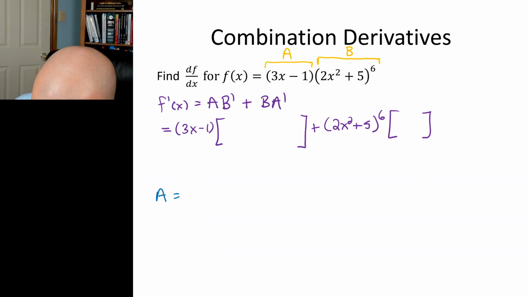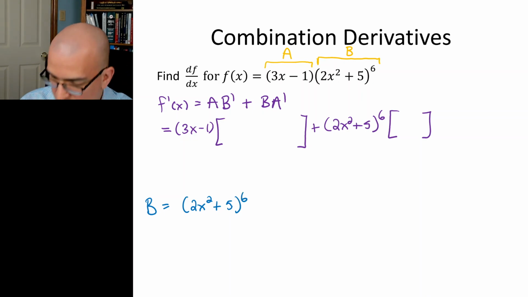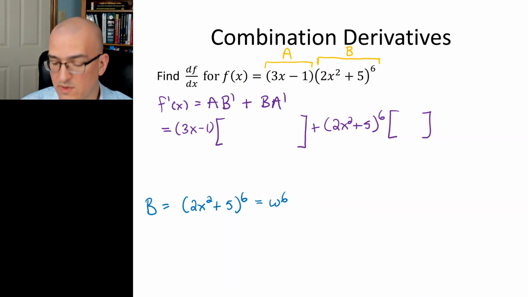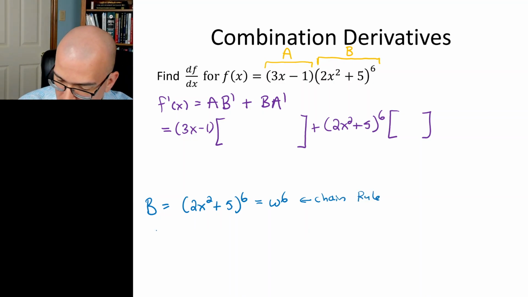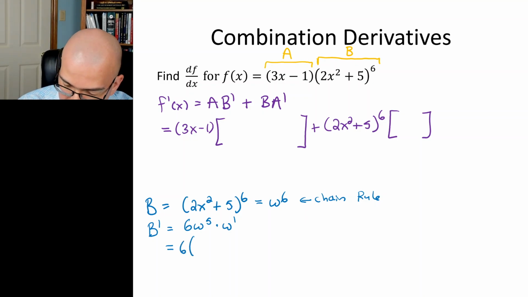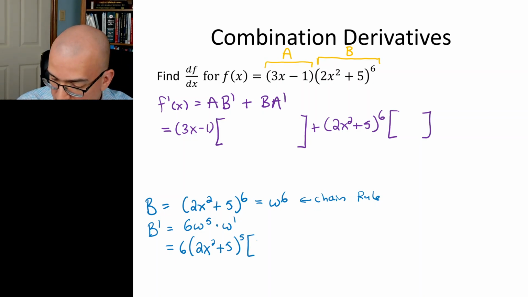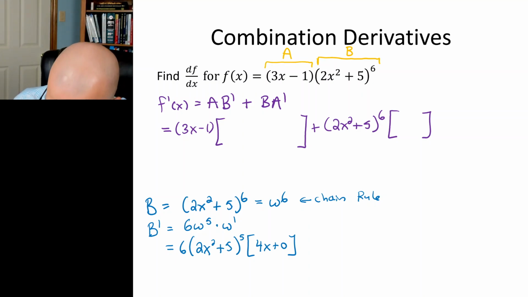b is equal to (2x squared plus 5) to the power of 6, which is w to the 6. So here's our second rule. We need a chain rule. b prime is going to be 6w to the 5 times w prime, which is 6 times (2x squared plus 5) to the power of 5 times the derivative of the inside, 4x plus 0. So I'll just put that up in the box.